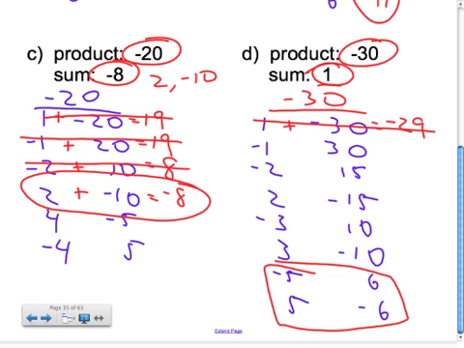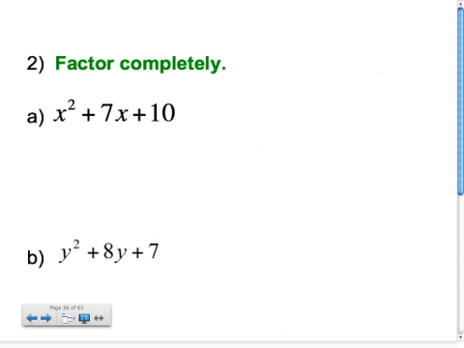So the question is, I need a sum of positive 1. Negative 5 plus positive 6, there's your positive 1, okay? So the two numbers, negative 5, positive 6. And the reason we did that, well, you'll see here in a second, is because we're going to be asking ourselves these questions as we go through and factor.